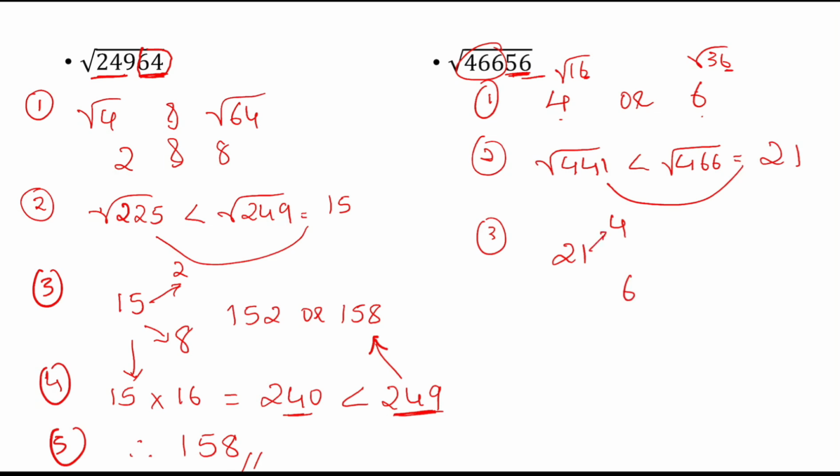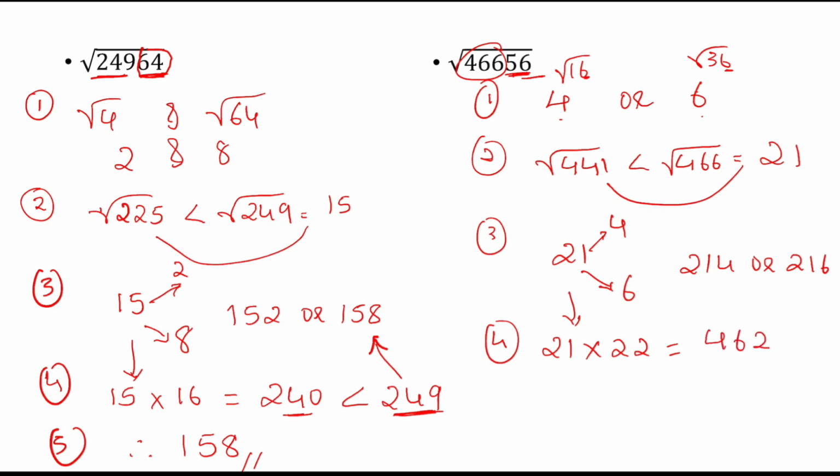So, it will be either 214 or 216. So, multiply 21 with its next number, that is 22. 21 into 22 is 462. So, compare 462 with this 466. 462 is less than 466, that means 466 is more. So, take greater number, that is 216.